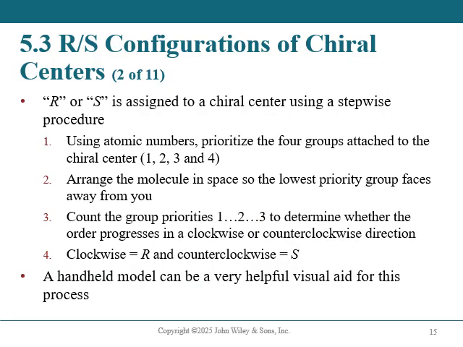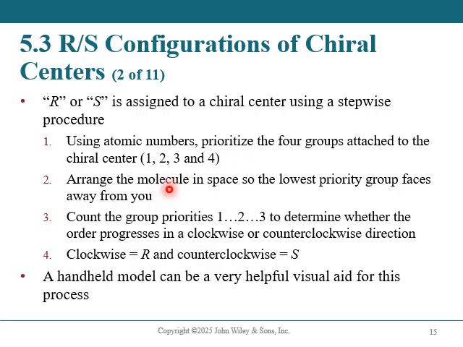R or S is assigned to a chiral center using a stepwise procedure. Just like everything you see in organic chemistry, it is going to be objective and very mechanical. That's what we shoot for, very mechanical. Using atomic numbers, prioritize the 4 groups attached to the chiral center: 1, 2, 3, and 4.